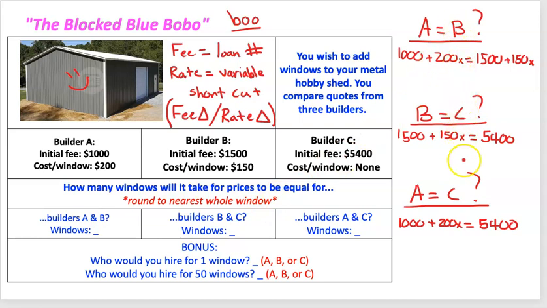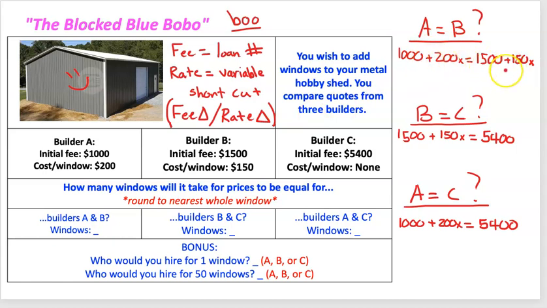As you can see, I have a lot of the work already set up. What you do, friends, is you think of the fee as the lone number that doesn't change. Doesn't matter how many windows you hire builder A for, it's going to be an initial fee of $1,000. What varies is how many windows you want the builder to build. That's called a variable, or the rate, cost per window. This is what's going to change. This is what's going to stay the same. So when I make equations, the $1,000 is going to stay $1,000, and the 200x is going to be the price per window.